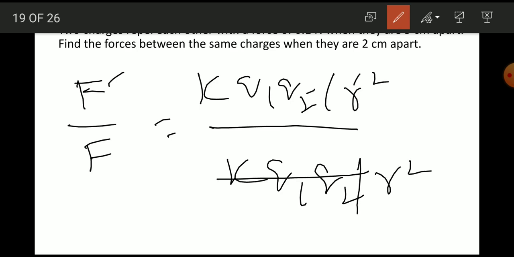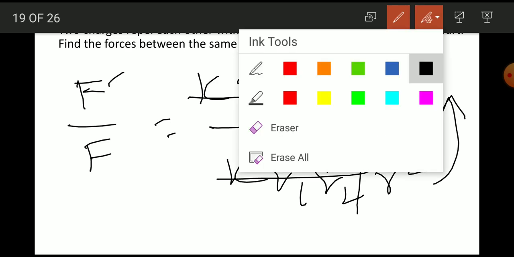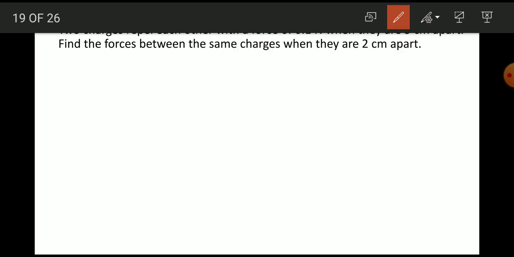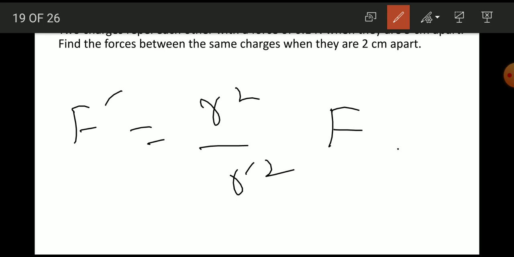This is cancelled with this. It goes up and this comes downward. So F prime will be equal to R square divided by R prime square into F. So you will get the value of F. Do it. If any mistake, you can contact me.